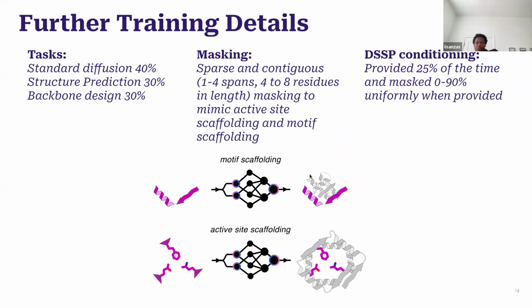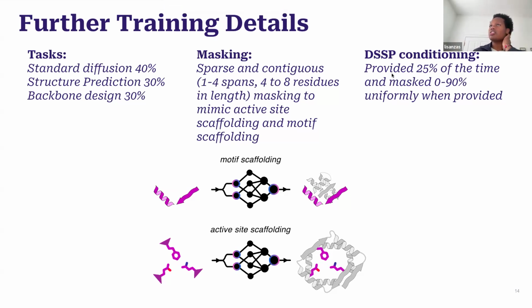And then there's other training details we incorporated. Specifically, the standard diffusion task was noising everything, so that's 40% of the time. And then the structure prediction task, where we are not noising the sequence at all and just tasking the model with predicting the structure, goes about 30% of the time. And then the backbone design task, where we give the full structure but no sequence information, is about 30% of the time. And then we do different masking ratios in the case where we're doing motif scaffolding, where it's a contiguous span of residues we want to scaffold, or active site scaffolding, where it's a small number of residues that we want to mask. And so this was the masking schedule we did for these motif scaffolding problems.